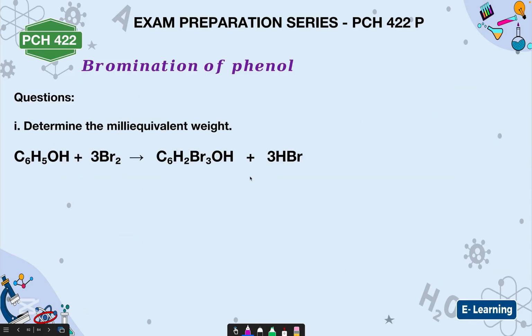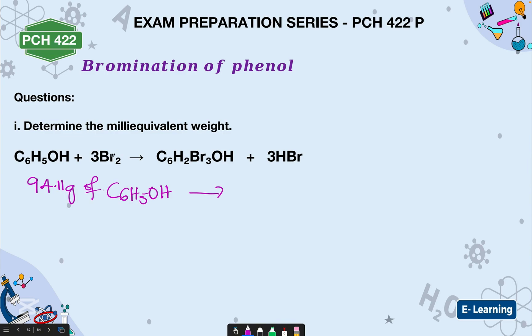Say, determine the milli-equivalent of phenol. Now, from the equation, you can see that 94.11, which is the molecular mass, or 94.11 gram per mole, or 94.11 gram of phenol, C6H5OH, reacted with 3 moles of bromine.